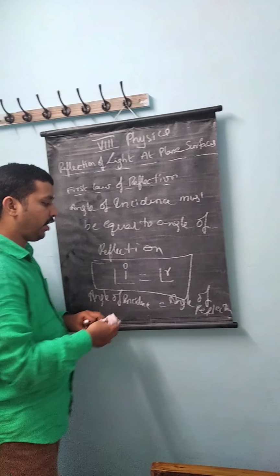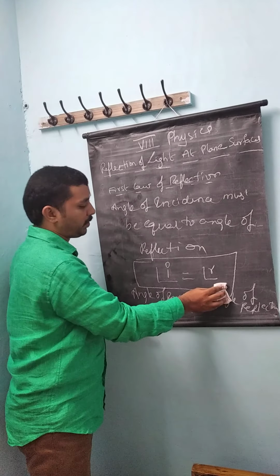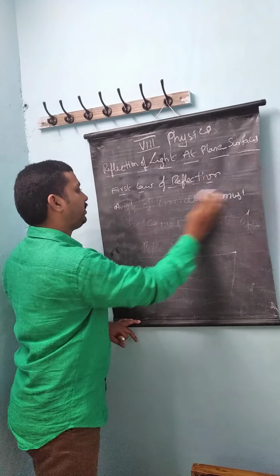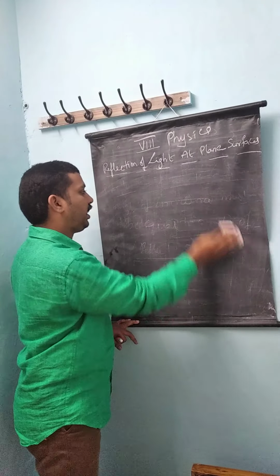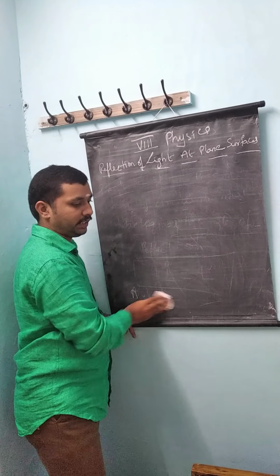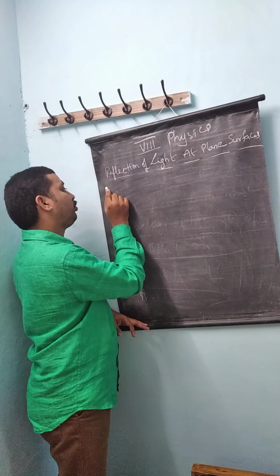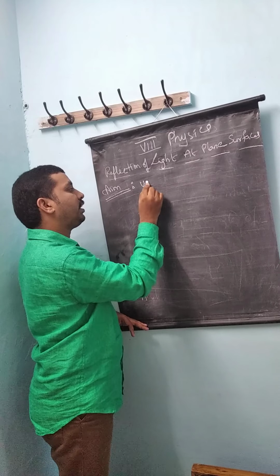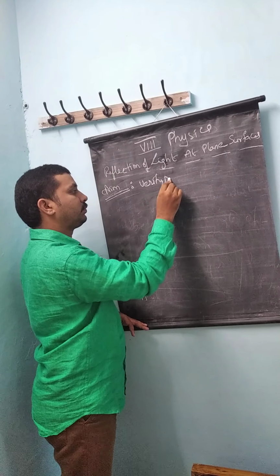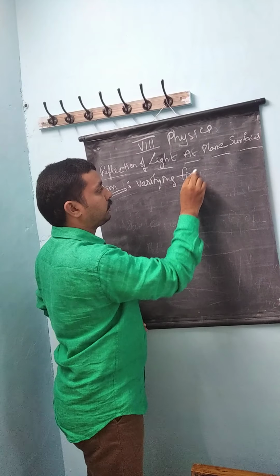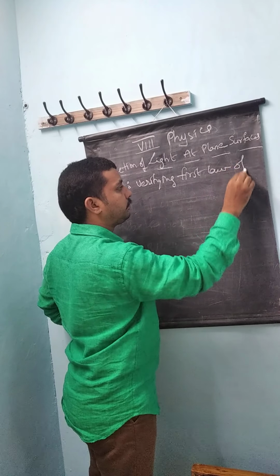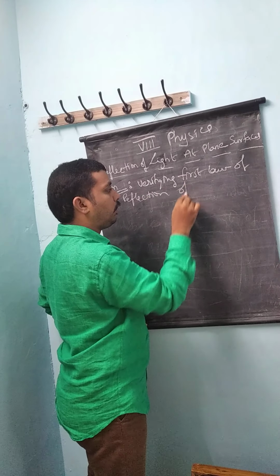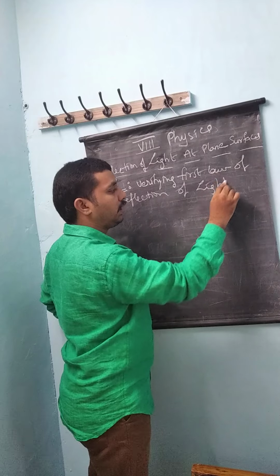As we say that we have to prove the condition, we have to perform an activity or experiment. For the experiment, we have to follow a procedure. First, we have to know the aim of the experiment: verifying the first law of reflection of light.